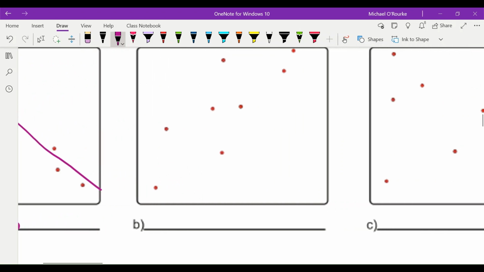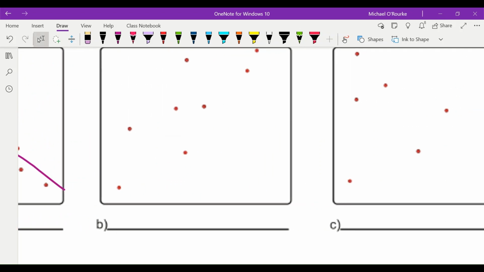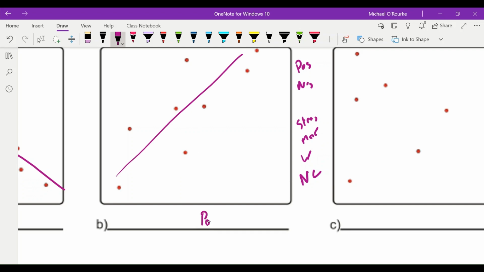Right? So if you look at this one, I'll give you a couple seconds to see if you can figure it out. The words we're looking for first are positive or negative. Then the strength is going to be strong, moderate, weak, or no correlation. This one here, we still have this trend going up. So it's positive. And I would label that as weak because it's all over the place a little bit.